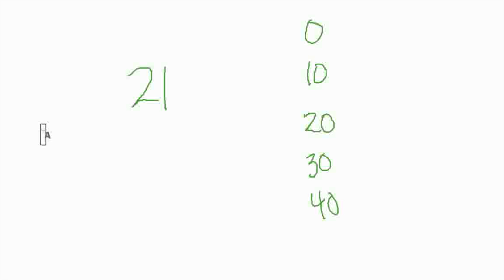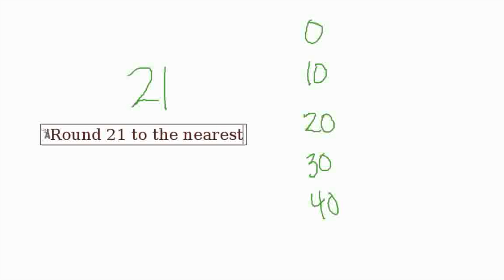0 groups of 10 would be 0. One group of 10 goldfish would mean you had 10 goldfish. Two groups of 10 goldfish would mean you had 20, etc., etc. So 10, 20, 30, 40, you get the picture. All right, so if somebody said this, let me type out the wording to make sure that we do it correctly. Okay, so somebody might say, round 21 to the nearest 10.